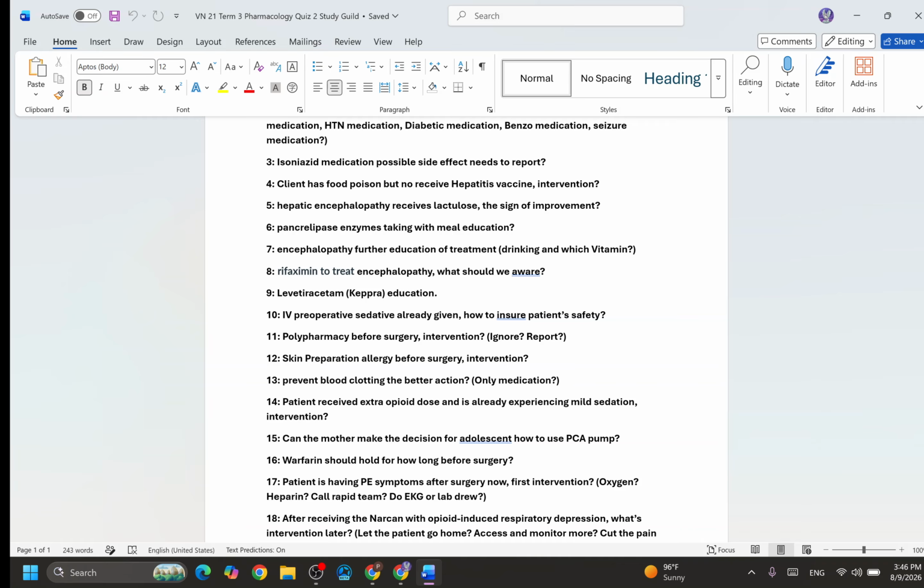Number 12. The skin preparation and allergy before the surgery, and your intervention. Remember, before the surgery, we need to do some kind of skin prep for the patient. We use a big wand, like an iodine wand, to scrub the patient's skin very well. But now the patient is telling you, okay, I do have some allergy, like a seafood allergy and also a dye allergy. So what's your intervention?